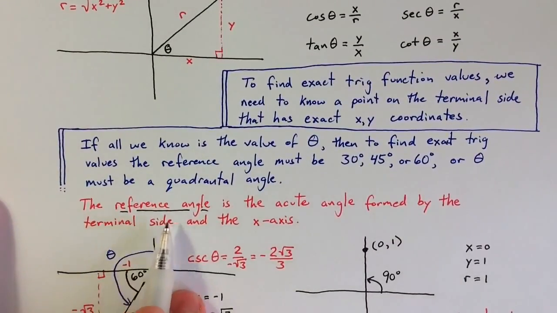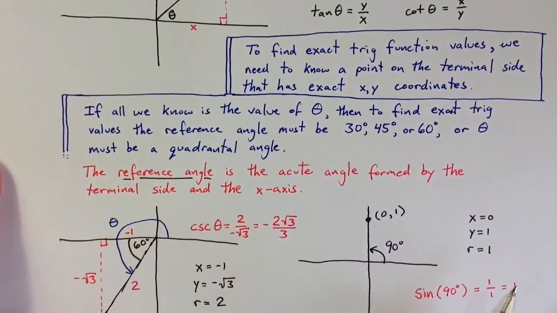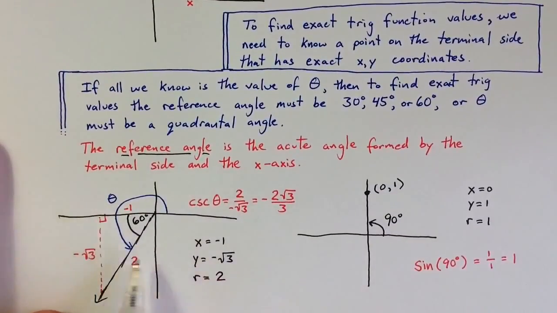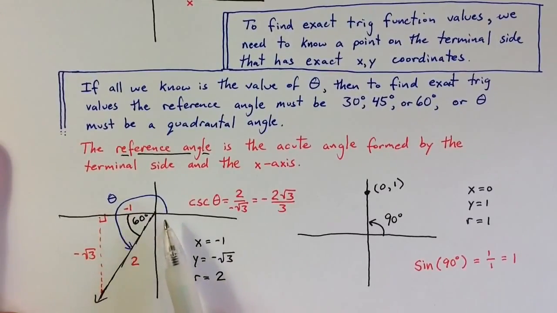So remember, the reference angle is the acute angle formed by the terminal side and the x-axis. In this diagram, I don't give you exactly what theta is, but we're going to say that the reference angle is 60 degrees. So theta, with the blue line that's sketched out there, would be 240 degrees, because it would be 180 plus 60, but it could be anything coterminal to 240 degrees.